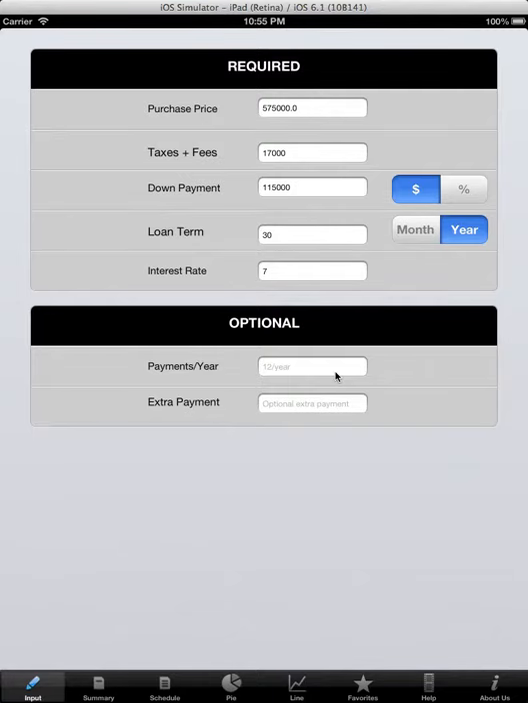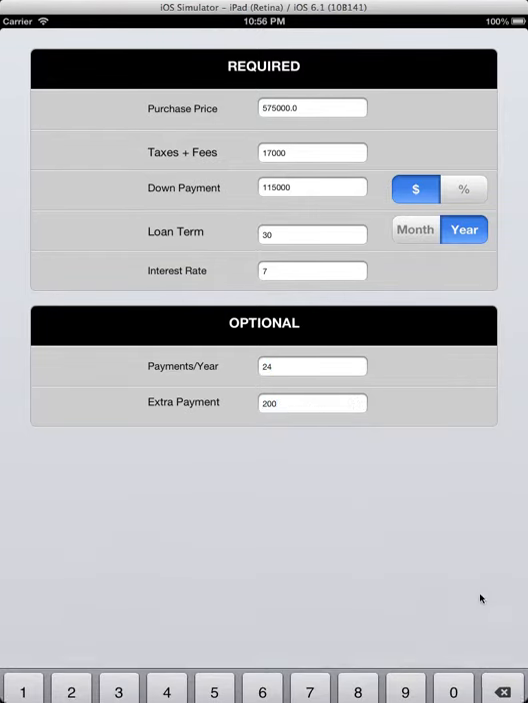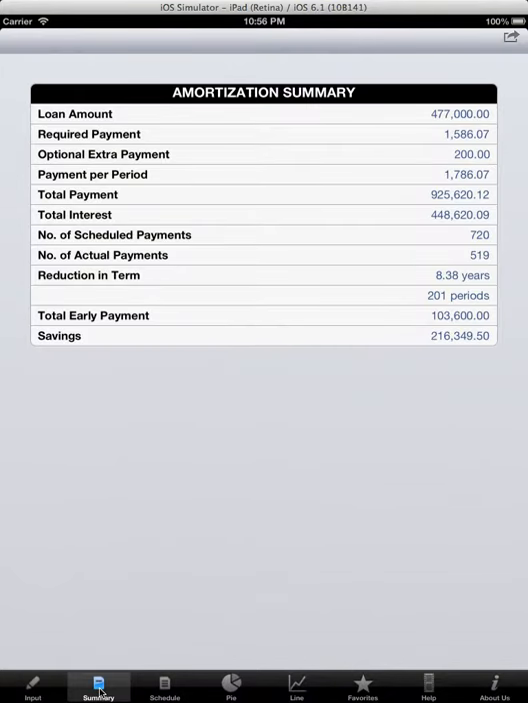So let me also say that we are paying 24 times a year, and we are making $200 extra payment. Let's see what effect it has on the summary. So reduction in terms, so all these parameters change.